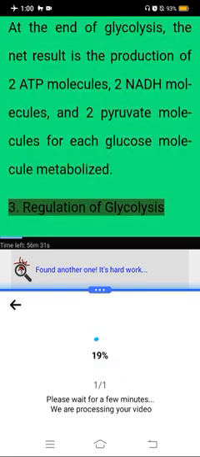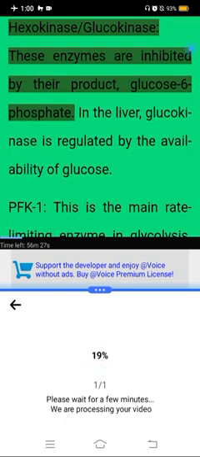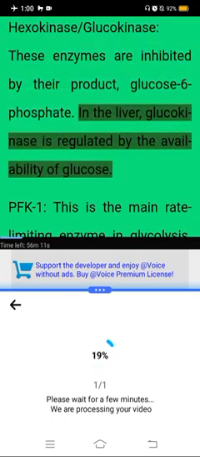3. Regulation of glycolysis. Glycolysis is tightly regulated to meet the cell's energy needs. The key regulatory steps are hexokinase and glucokinase. These enzymes are inhibited by the product, glucose 6-phosphate. In the liver, glucokinase is regulated by the availability of glucose.